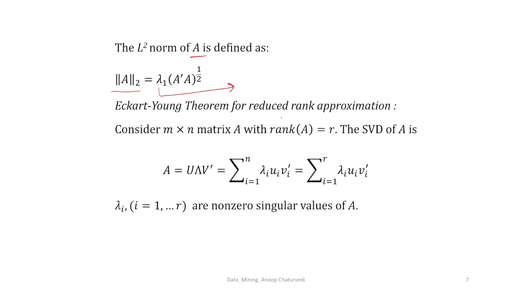Now, we consider the Eckart-Young theorem for reduced rank approximation. So, suppose we consider a matrix A, which is of order m cross n, and rank of A is R. Then the singular value decomposition for A is A equal to U lambda V transpose, which is equal to summation i equal to 1 to n lambda i U i V i transpose, or summation i equal to 1 to R lambda i U i V i transpose, because rank of A is R. So, only R eigenvalues of A are non-zero, all other eigenvalues are equal to 0. So, lambda i, i equal to 1 to R are non-zero singular values of A or eigenvalues of A.